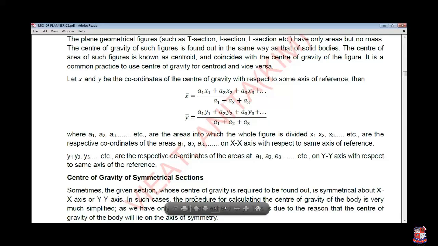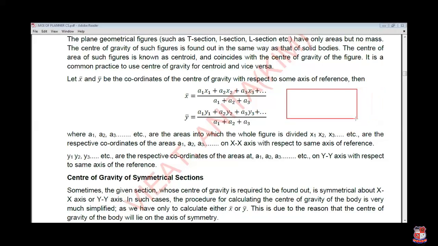Taking one example here, if you are having a rectangle, having dimensions like this: this dimension 40, this dimension 20. If you want to find out the x bar, y bar, we are just taking one example here. You are just joining these two diagonal lines here. So it is at the center point. You can simply observe these things here.